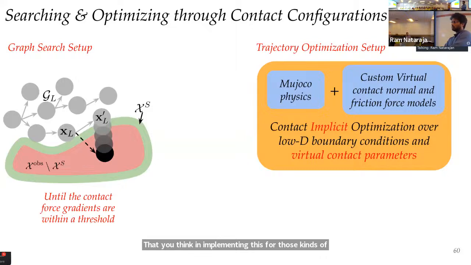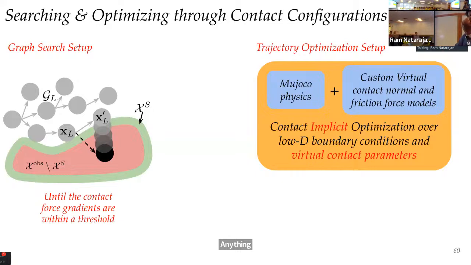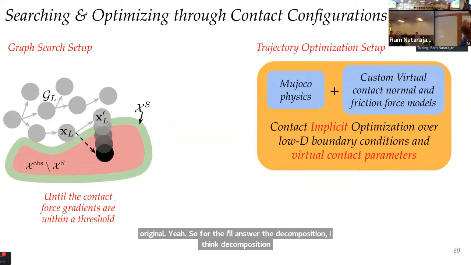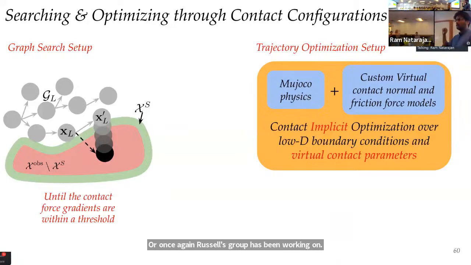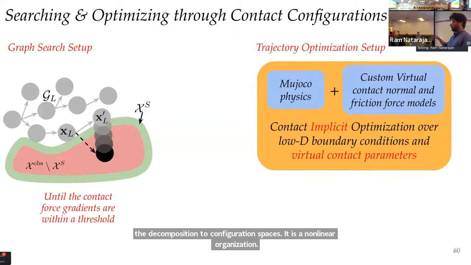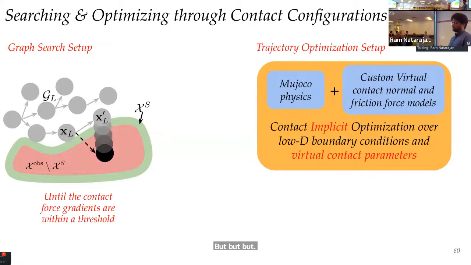So this will be tractable. For the decomposition? For anything, either the decomposition or just the original INSAT work. Yeah, so I'll answer the decomposition. Once again, Russ's group has been working on building these. In general, the decomposition is hard, I agree. But Russ's group has been working on extending the decomposition methods to configuration spaces. It is a nonlinear optimization, but they have been trying to make progress on both sides.